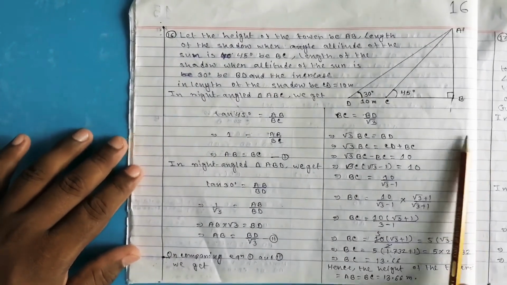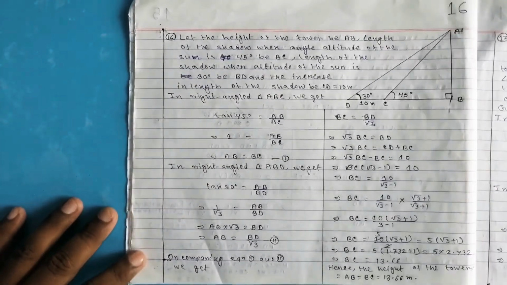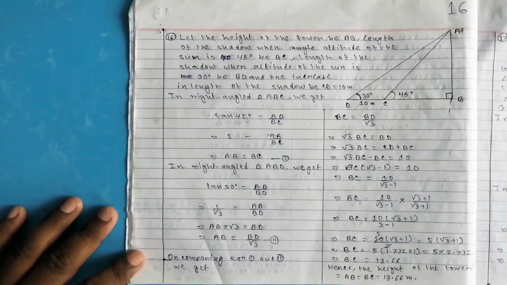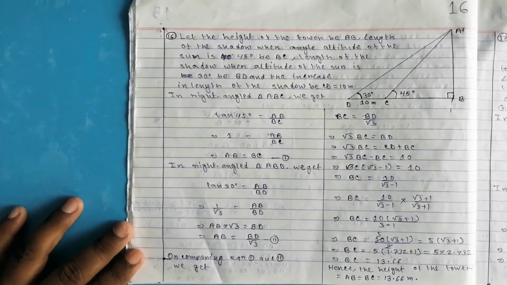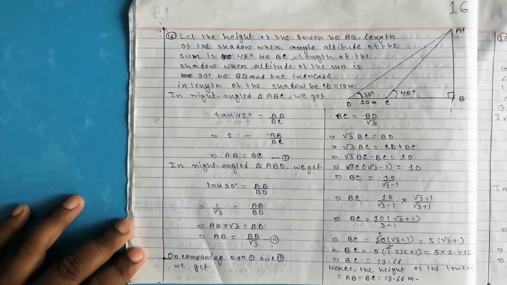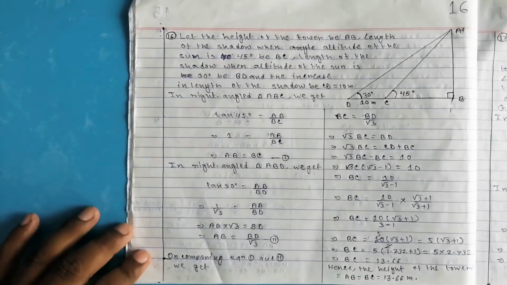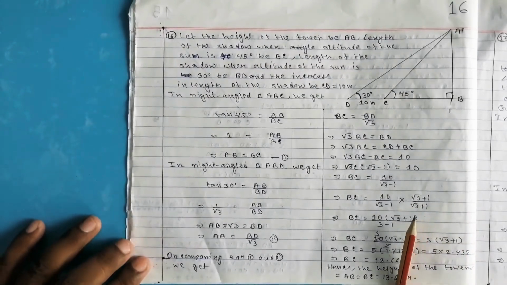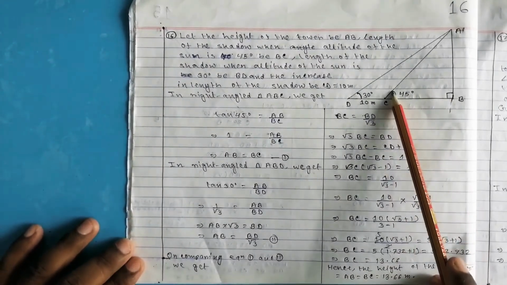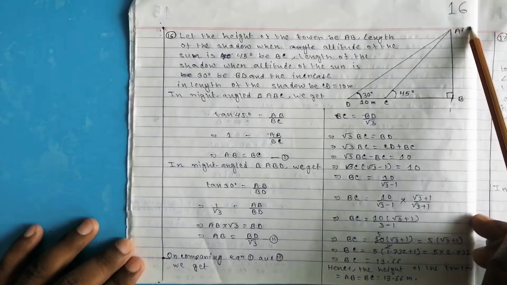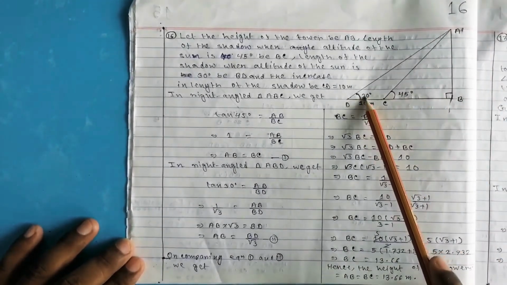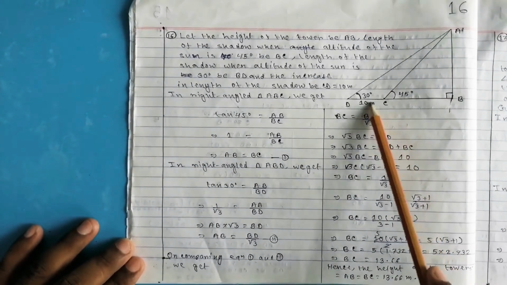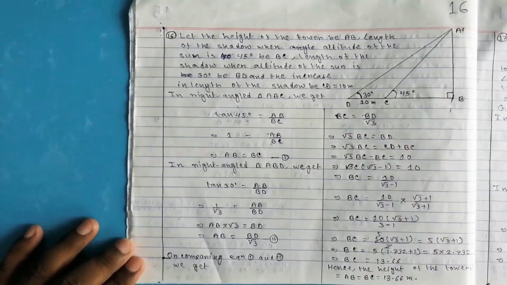It is given that AB is the tower. The angle of elevation of the sun changes from 45 degree to 30 degree. Suppose this is the angle of elevation of the sun. Sun is at this position. Then it is going down, then the angle of elevation is changing to 30 degree. Then it is told that on the ground level it increases.